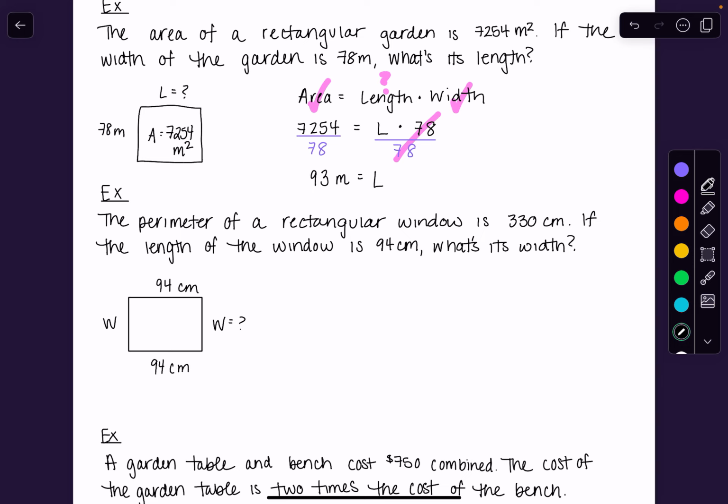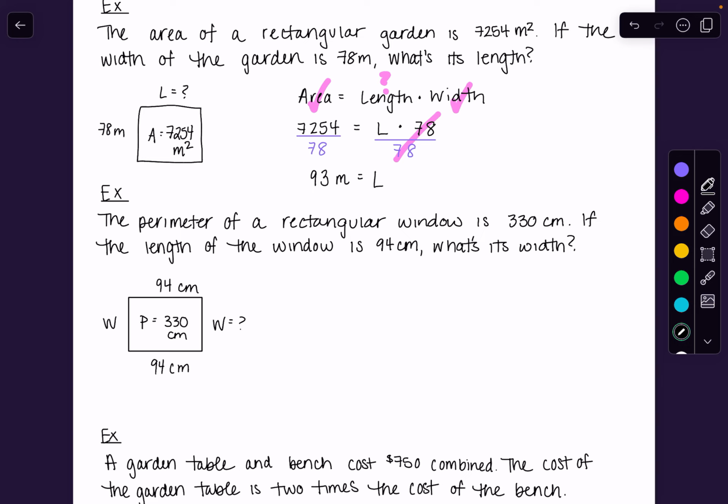And again, I'm not going to worry about the units so much. I know at the end, because this is the width, it should just be my units. So it should be in centimeters. And then they tell us the perimeter is going to be 330 centimeters.